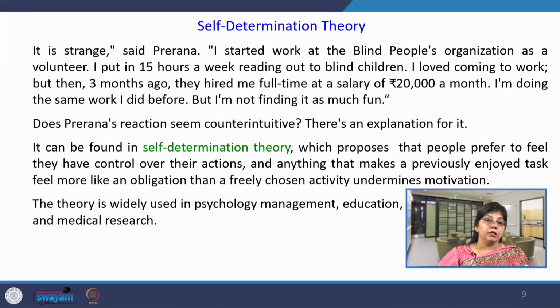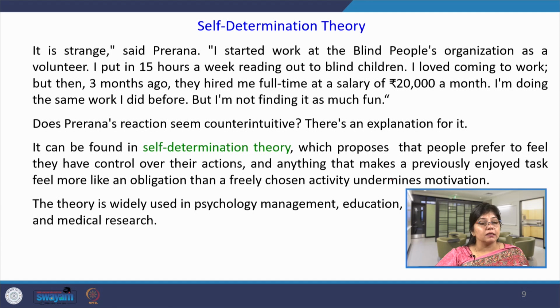She was enjoying her job a lot, but after a few months she was hired as a full-time salaried employee in that organization, and all of a sudden she realized that she was not finding that much fun in the job as when she was working as a volunteer. So, why has Prerna experienced this change, which is counterintuitive?